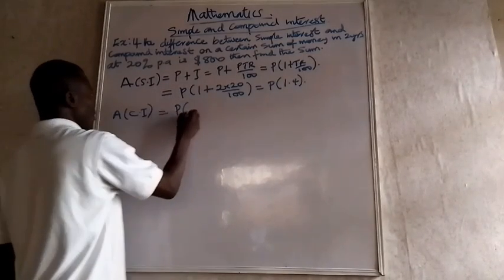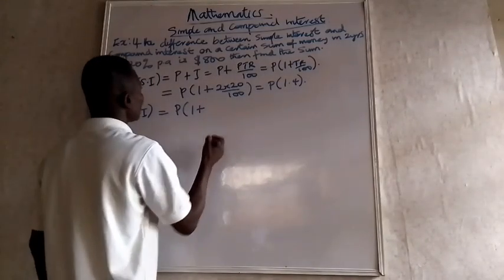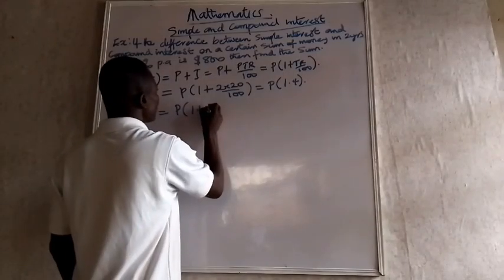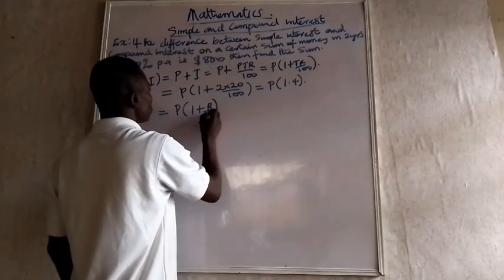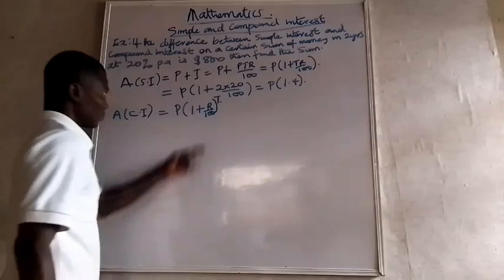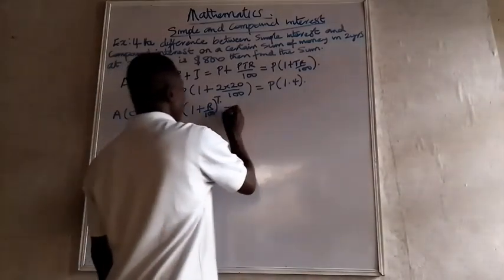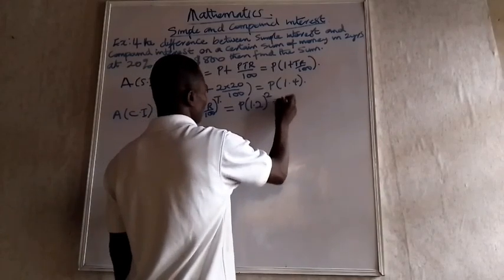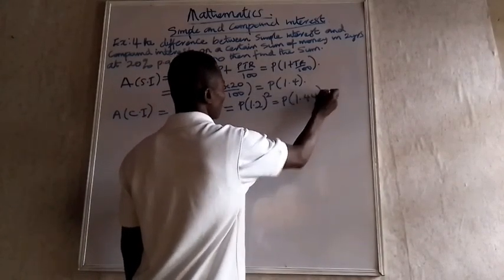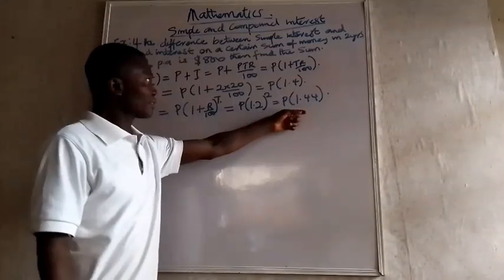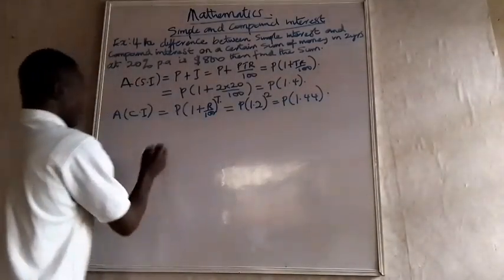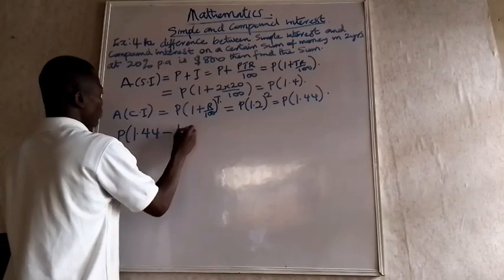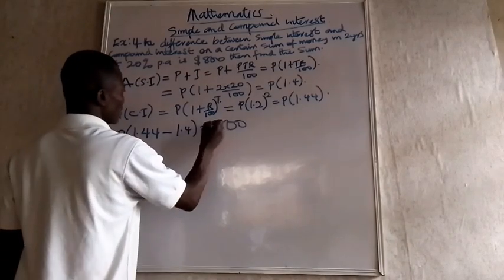For compound interest, it's going to be P into 1 plus R over 100, raised to power T. And that's going to be P into 1.2 raised to power 2, P into 1.44. And we are told that the difference between this gives us 800. So we are going to have it like this: P into 1.44 minus 1.4 equals $800.